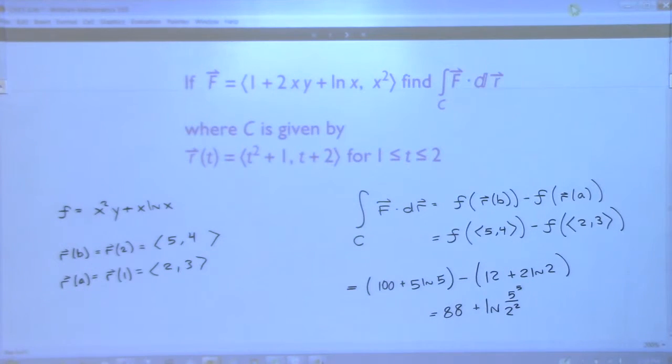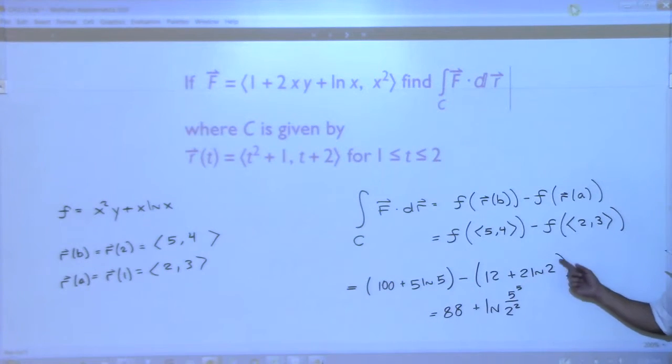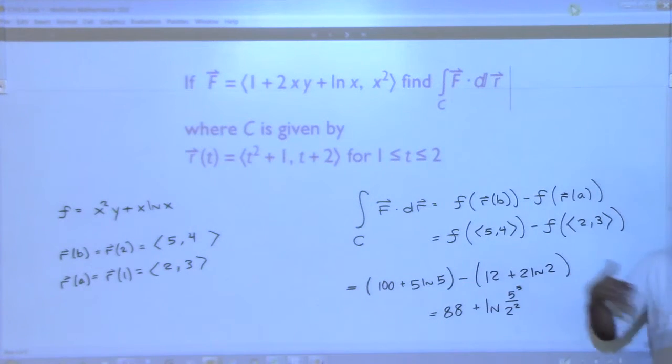What did I do there? Properties of logs. This 5 can go up, 5 to the 5th, natural log of 5 to the 5th. This is the natural log of 2 to the 2. And then because this is a minus, you'll have subtraction between two logs and turn that into division in one log. So there you go.